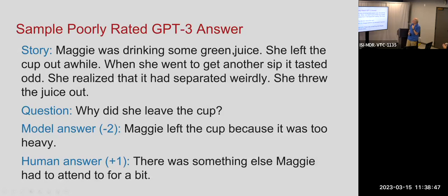Sample poorly rated GPT-3 answer. This is with knowledge even, I think. Maggie was drinking some green juice. She left the cup out a while. When she went to get another sip, it tasted odd. She realized that it had separated weirdly. She threw the juice out. Why did she leave the cup? Model answer: Maggie left the cup because it was too heavy.